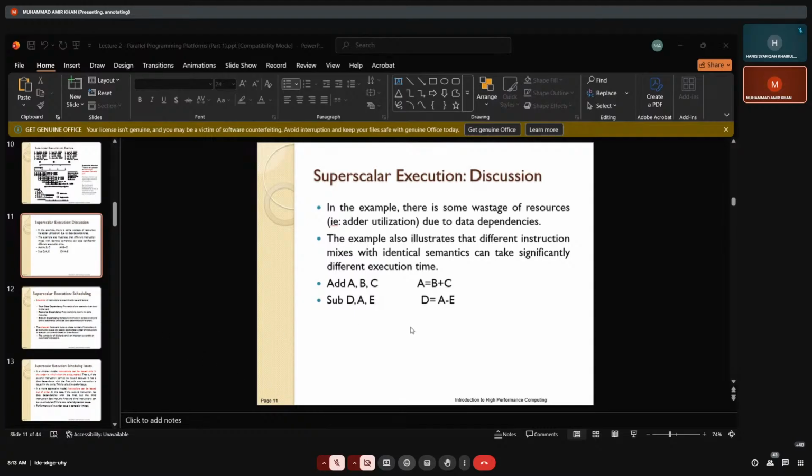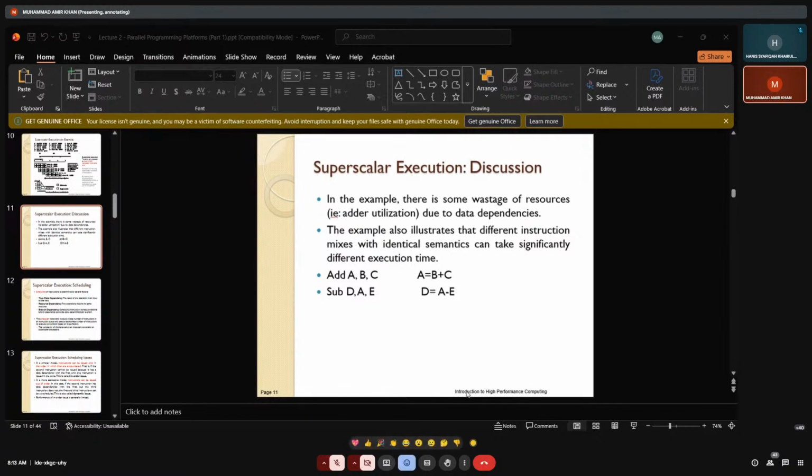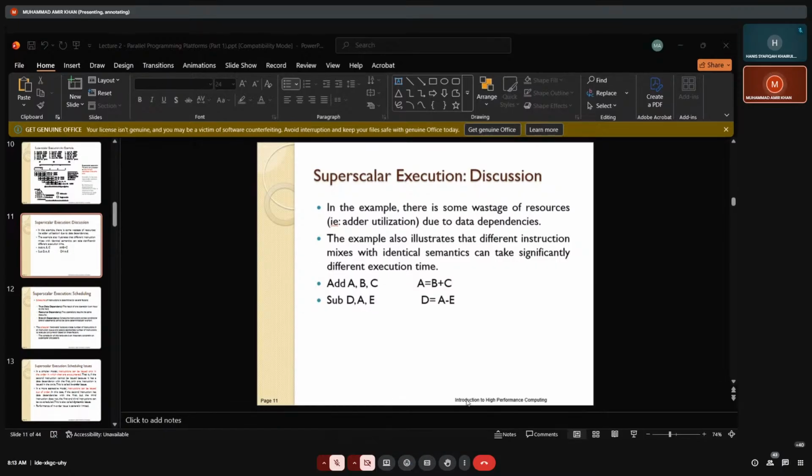Yes. Any question? Data dependency. Okay, Noor Raida? No question, sir. What is data dependency? Like the example, A is B plus C, then D will wait for A to process the output.